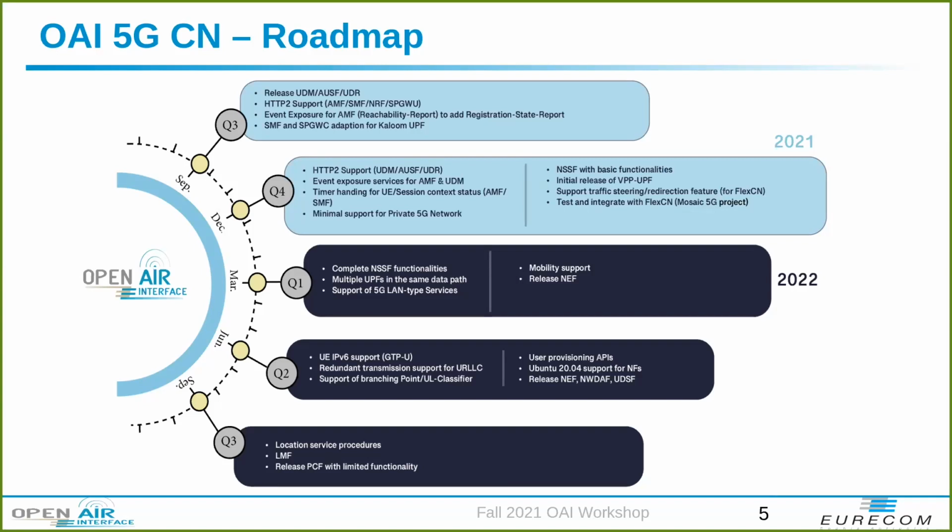Then for the second quarter of 2022 onward, we want to add some more advanced features such as IPv6 support, redundant transmission support for ultra reliable low latency communication, branching point, and uplink classifier features for mobility support. And we also plan to add several more network entities such as UDSF and NWDAF.